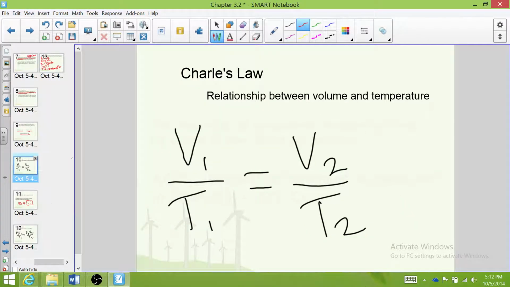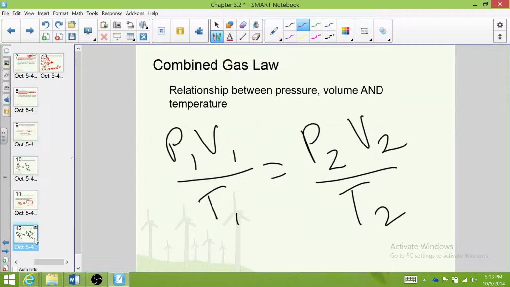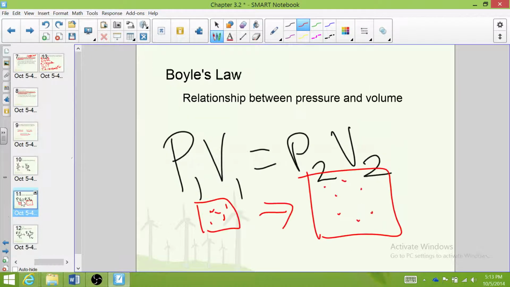The first one is Charles's law. Charles's law includes volume, but it doesn't say anything about pressure, which is a lot of the information we have, and it includes temperature, so we don't want that one. The second one is the combined gas law, which includes all three things, which is great because it tells us about pressure and volume, but it also has temperature in there, which is just going to complicate things. So we're not going to use that one.